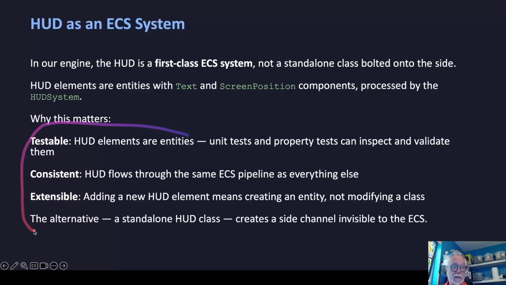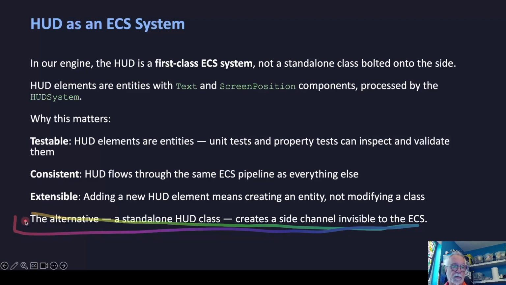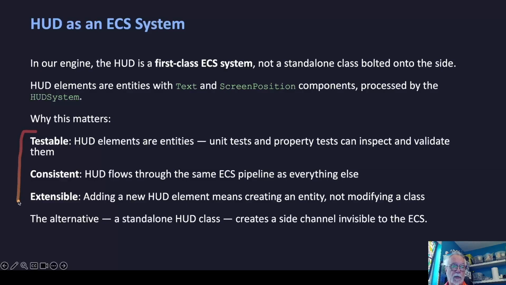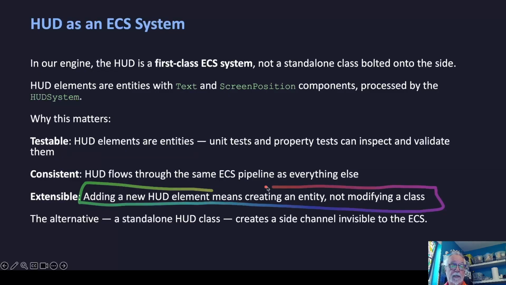Again, our systems are testable. We don't want to do this. We don't want to have a standalone HUD class. We want to have a consistent framework where HUD elements are entities. So if I want to add a new HUD element, I just create an entity, and I'm not modifying a class, right?